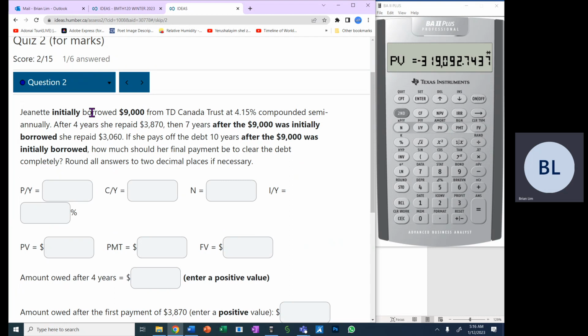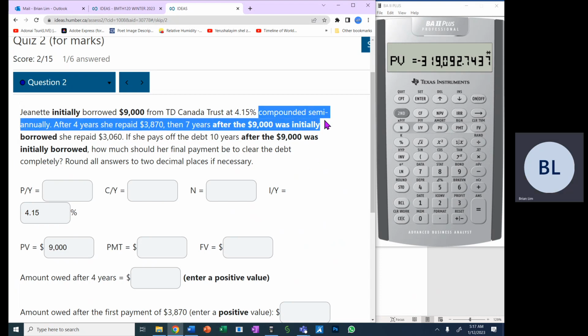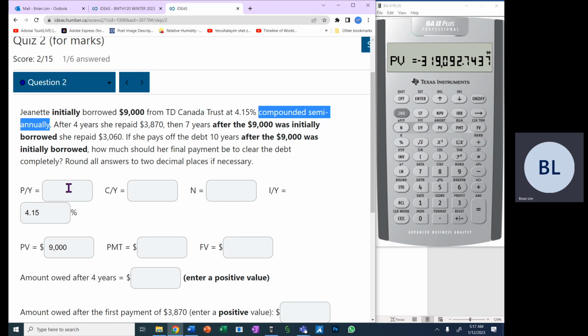Here we have Jeanette initially borrowed $9,000 from the TD Bank. Now we could put that in as our present value, right? So there we are. And it's at 4.15. So 4.15 is the interest rate, and that we could put in. It doesn't matter the order in which we enter them, but we must fill in all but one box, as we will find out very shortly. So this is compounded semi-annually. Therefore, PY will be 2, and so will CY.